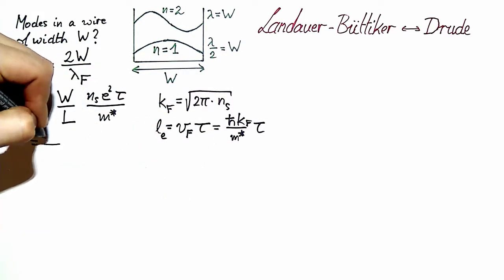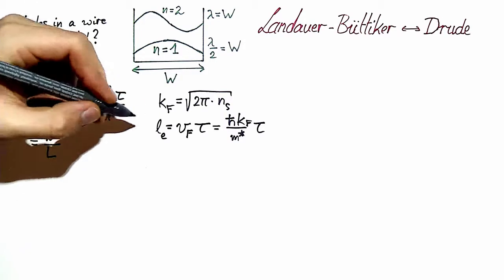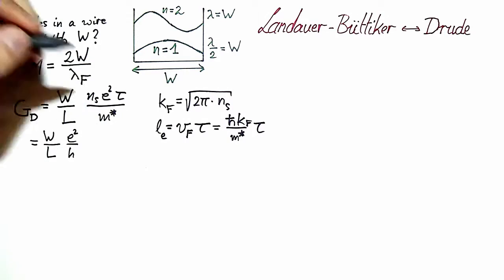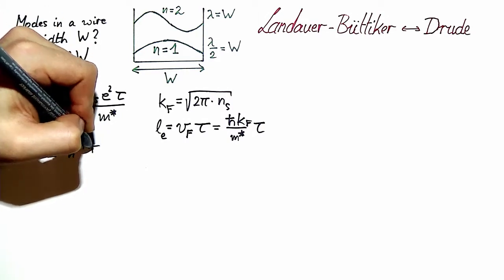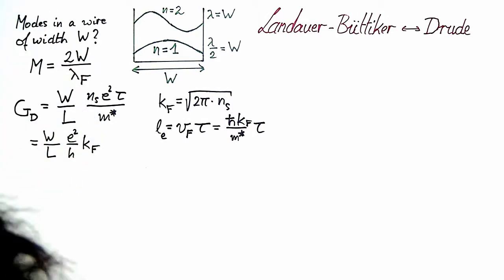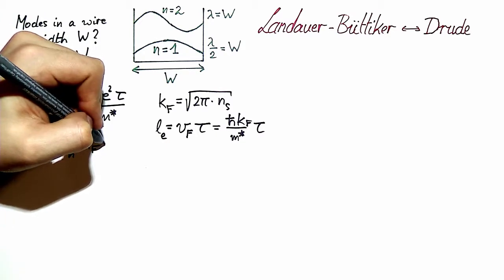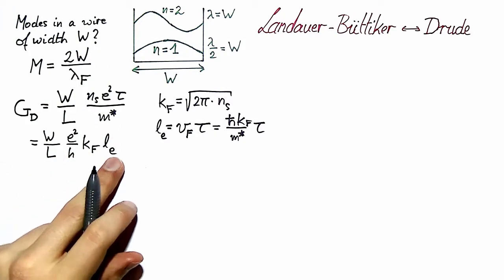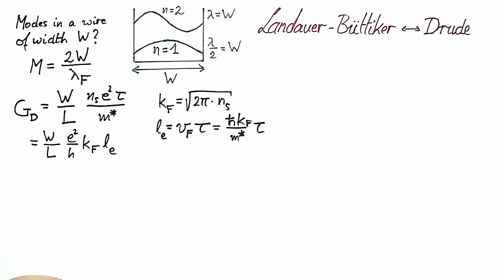we will find e squared over h times Fermi wave vector times elastic mean free path. And this form of the Drude conductivity is already useful by itself. It will be used in the second exercise in this sheet.